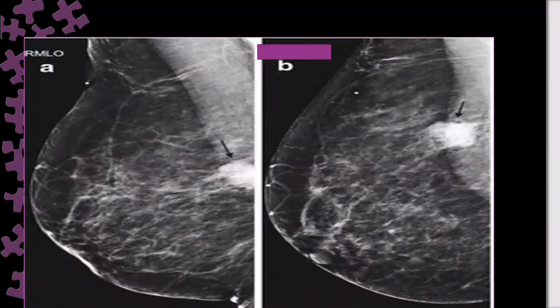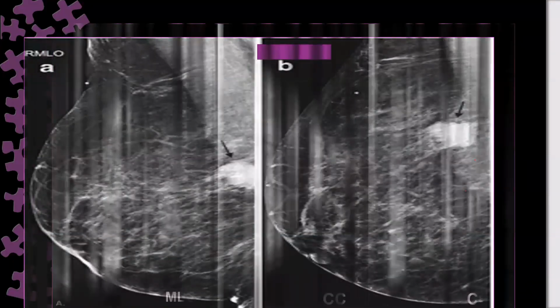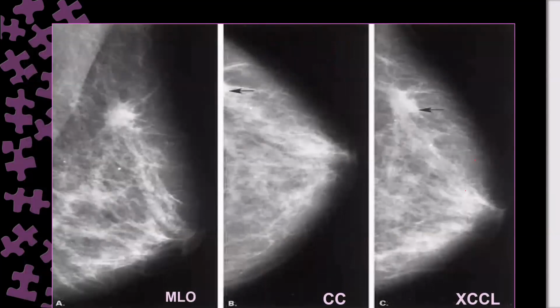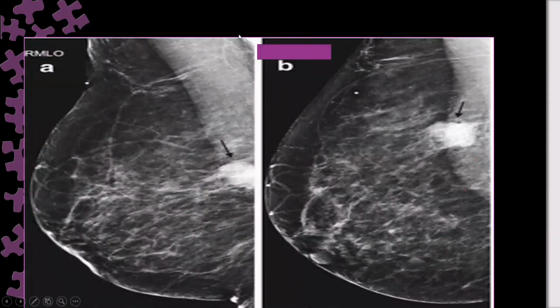Excellent. Well done, Sumaya. Dr. Rabab, when I take the CC view, the outer part means the lateral and the inner part the medial, right? Yes. The CC view, it is like that. You will divide it. This portion is lateral and this portion is medial. Excellent.